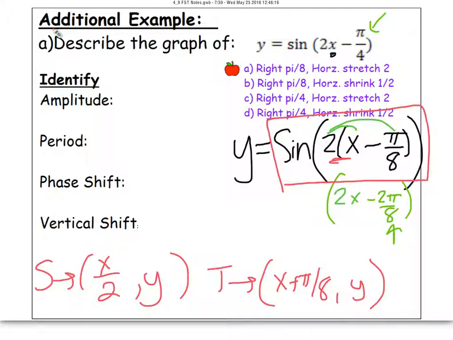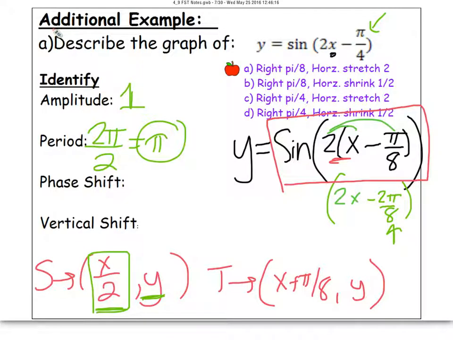Since there is no vertical stretch right here, the amplitude stays at 1. This is going to impact the period. The period is normally 2 pi. But this says take your x and divide it by 2, so take your period and divide it by 2. The new period of this graph is pi units. This is the phase shift, so we're going to go right, pi over 8. And there is no vertical shift, so I will just say none or 0.